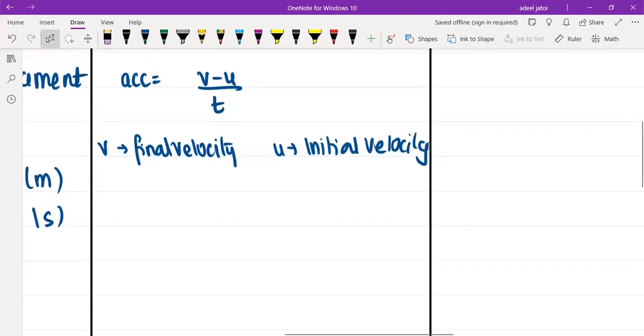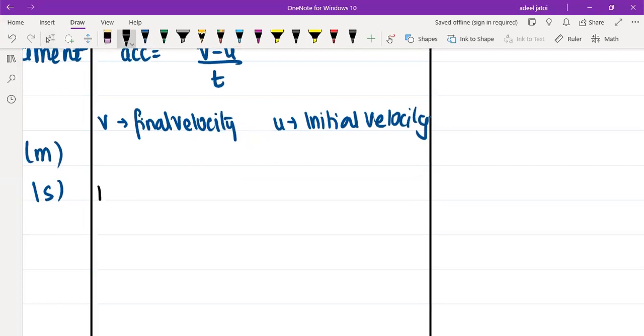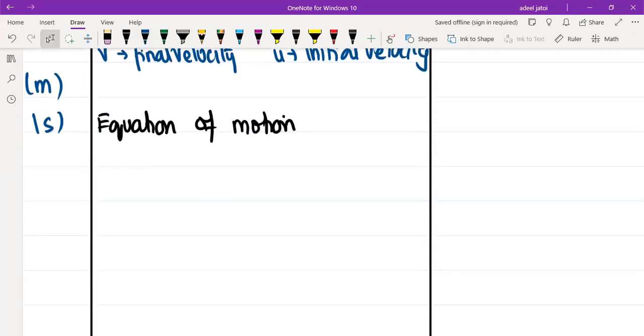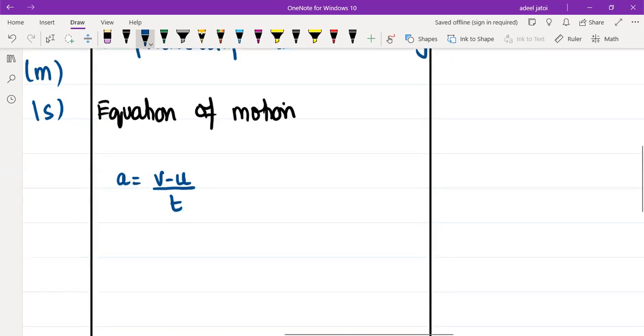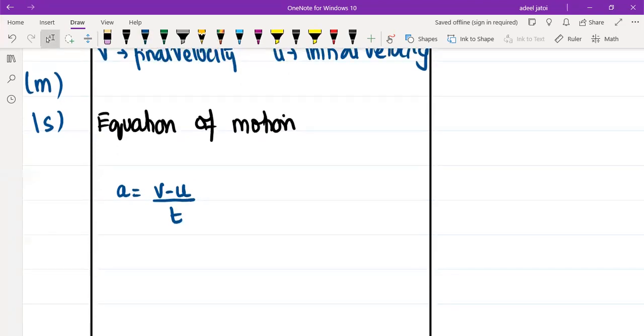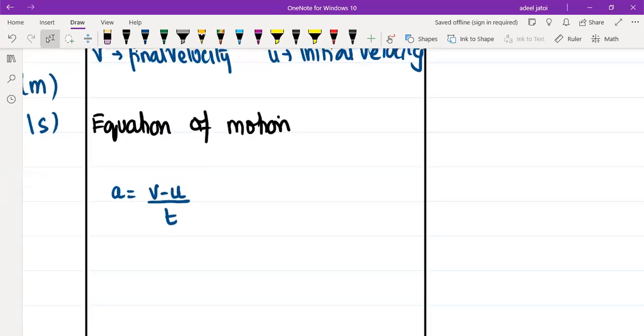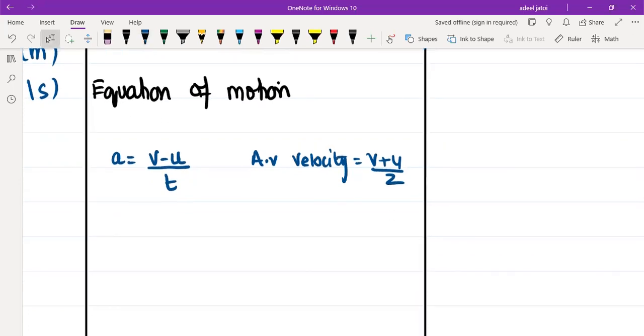So there are a few equations that you need to understand, the equations of motion. If I want to find out a, it should be v minus u upon t. This will give me, normally, the average velocity. Average velocity is v plus u upon 2.